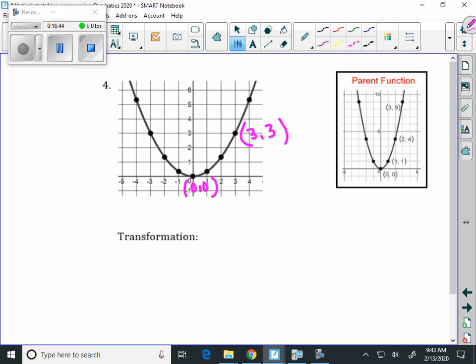So if we look back at the parent function, I need to go 3 spaces to the right, because remember, the x values don't change. And 3 spaces to the right in our parent function is (3, 9). Now, one thing that we know here is we're comparing the y values. So in the parent function, it was 9 for our third point to the right. Now our third point to the right is 3. Do we have a stretch or do we have a compression? Well, 3 is smaller than 9, so this is going to be a vertical compression.